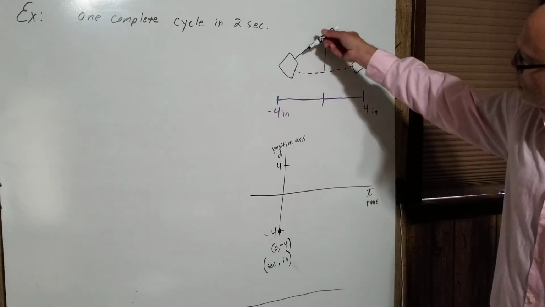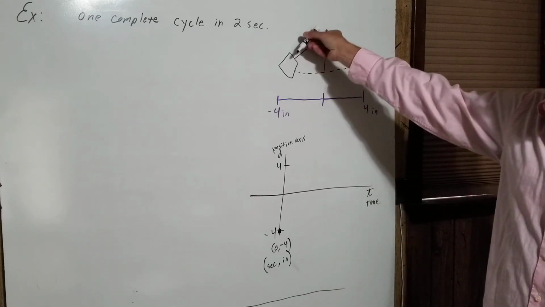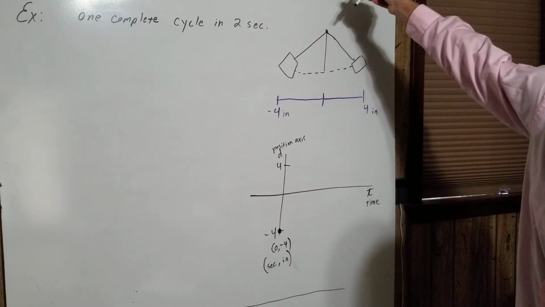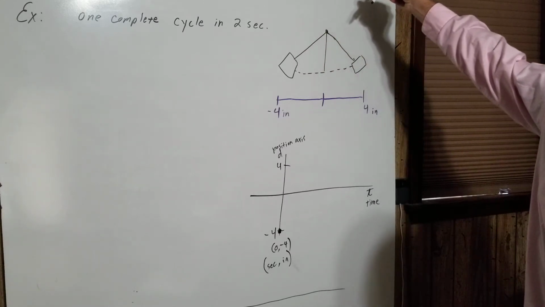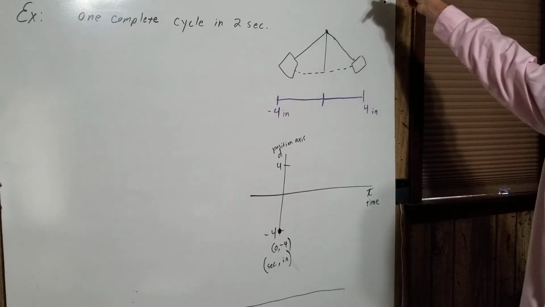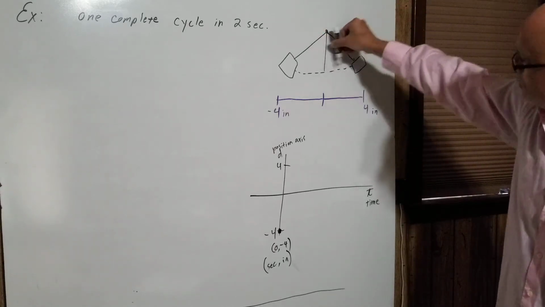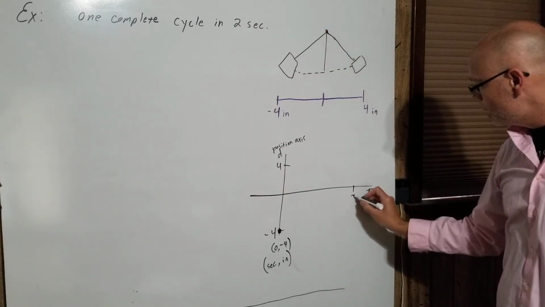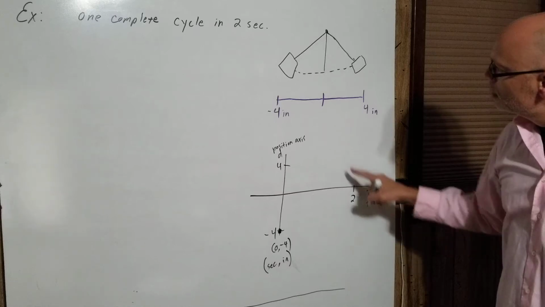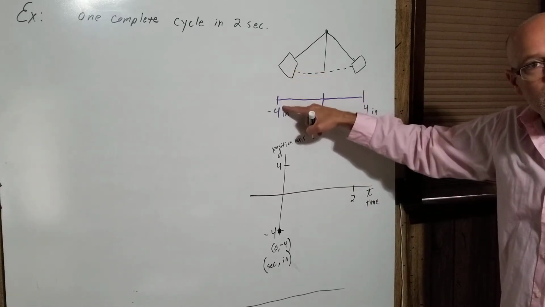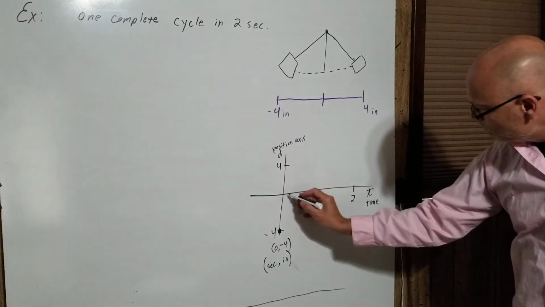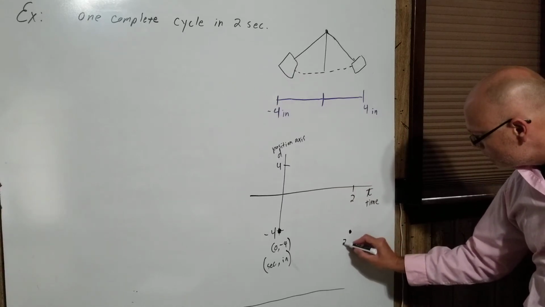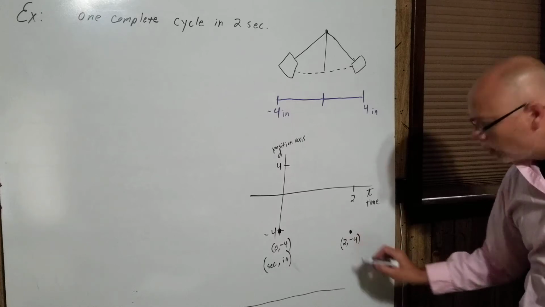Now, this problem says it goes back and forth in a matter of what? 2 seconds, it says. It talks about the pendulum making one complete back and forth cycle in 2 seconds. So 2 seconds is back to where it started. If I go out here to my time of 2 seconds, where's my position again? At negative 4. So I can plot that. At 2 seconds, my position is down here at negative 4. So that's 2, negative 4.